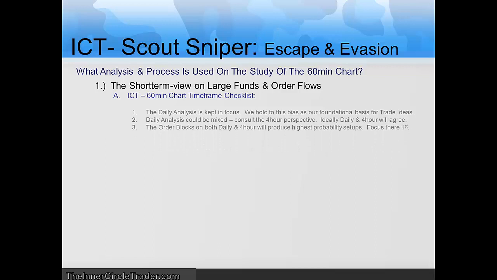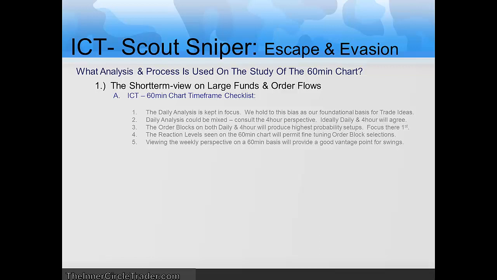The order blocks on both daily and 4-hour will produce the highest probability setups, so it's important that you focus there first. The reaction levels seen on the 60-minute chart will permit fine-tune entry with the utilization of order blocks, and those order blocks will be selected based on the same premise that you find on the 4-hour and daily: a sudden quick advancement in price or a decline in price, then a return to the point of origin. Viewing the weekly perspective on a 60-minute basis will provide a good vantage point for swings.